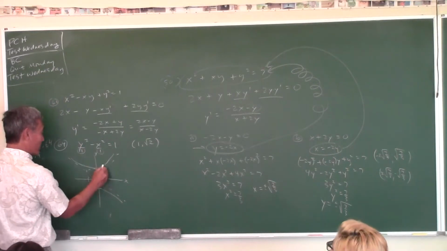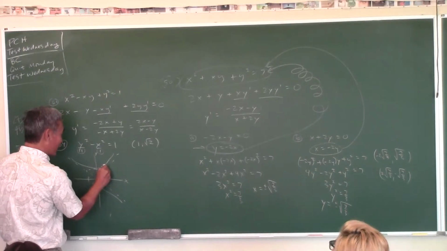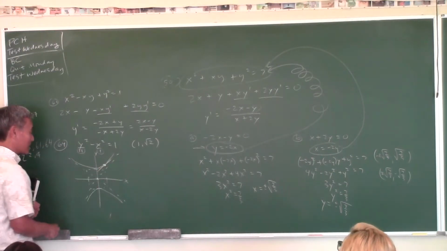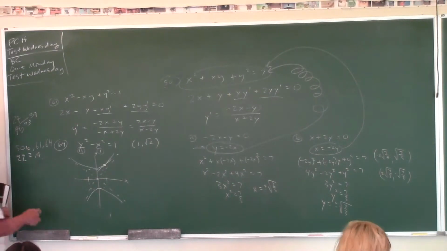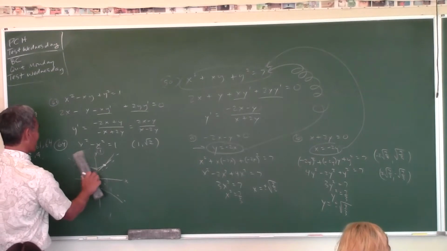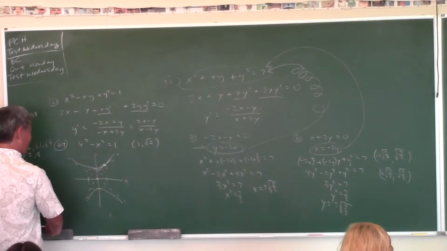Anyway, at the point 1, root 2, right at this point, you're finding what the slope is right there. Anyway, you don't need to know what the graph looks like, you just gotta be able to do it. So, let us compute the slope, which means we gotta compute the derivative.